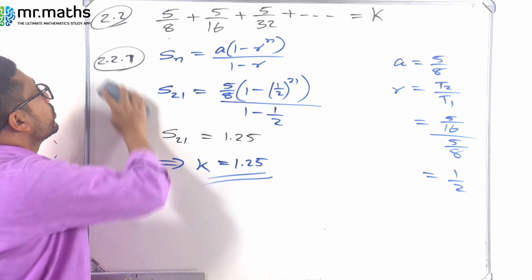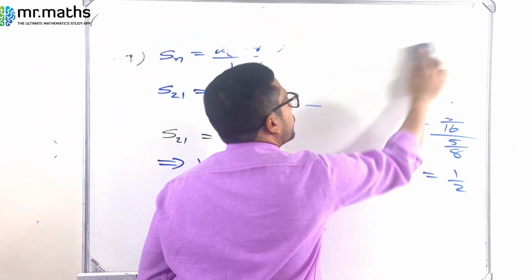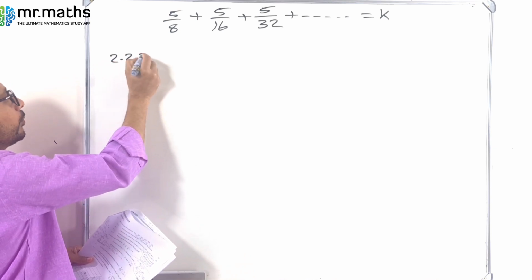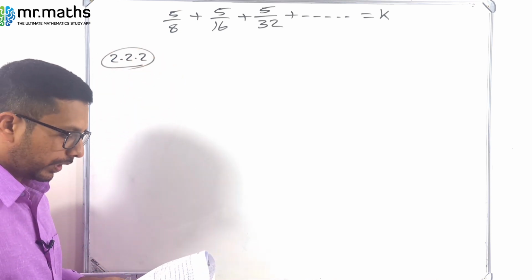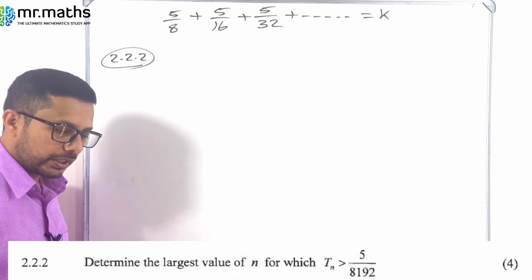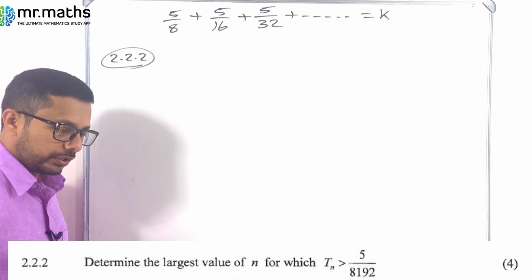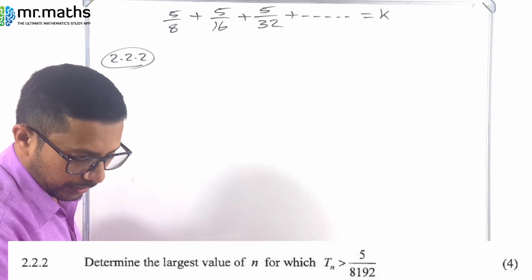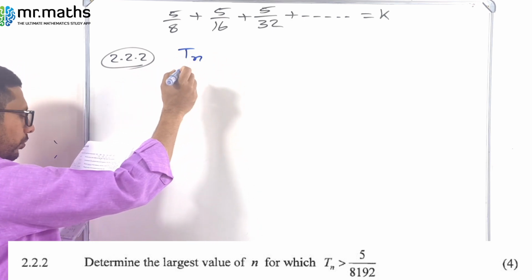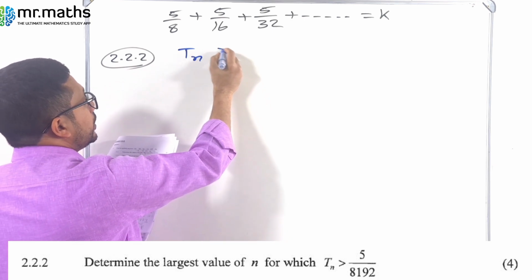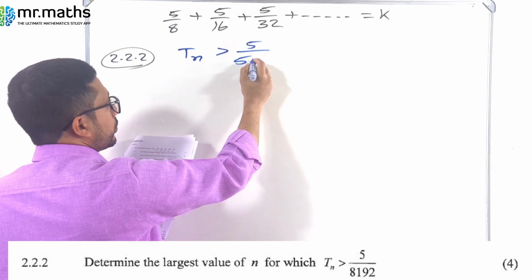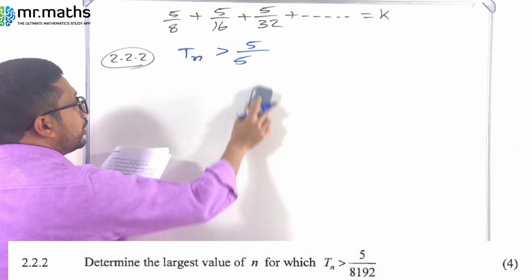Now let's move to the next question, 2.2.2. What is that question? Determine the largest value of n for which Tn is greater than 5 over 8192. You have to find the largest value of n for which Tn is greater than 5 over 8192.